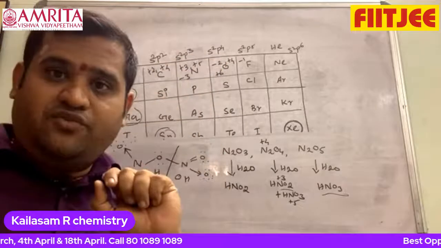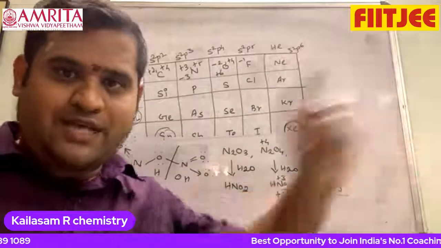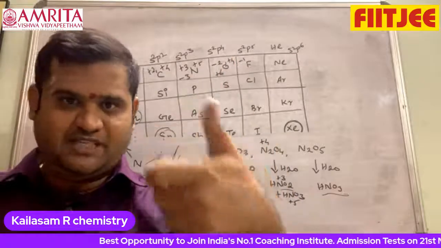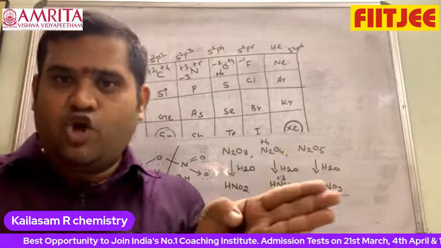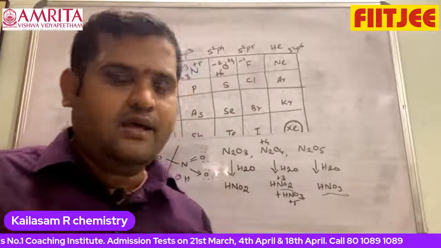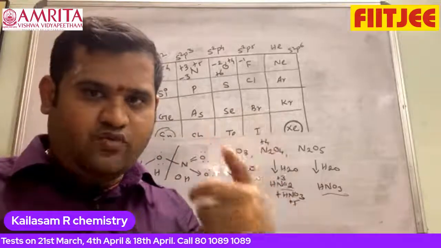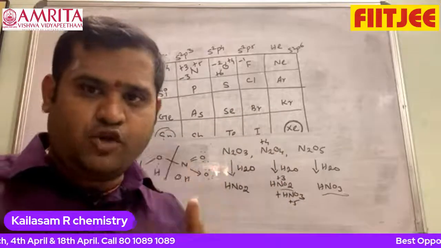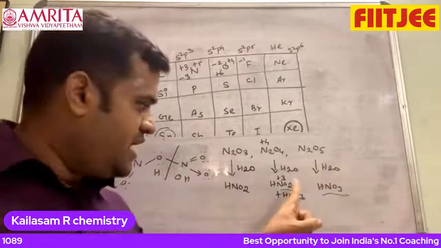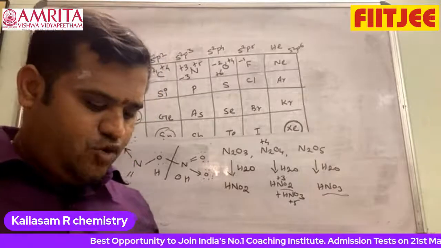If the oxides of the nitrogen family with plus 3 and plus 5 oxidation states undergo hydrolysis, they produce corresponding oxo acids with the same oxidation state. If they have an in-between oxidation state, plus 4, they may give two oxo acids. Such oxides are called mixed anhydrides. That means N2O4 is called a mixed anhydride. Why? Because it produces two oxo acids on hydrolysis. So we are getting HNO2 and HNO3. That's all.